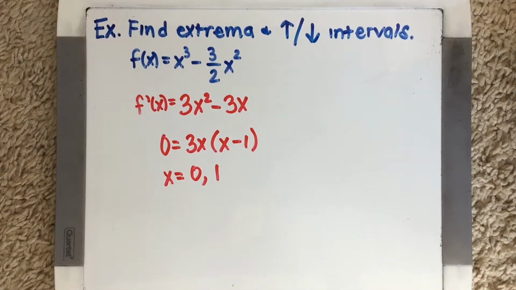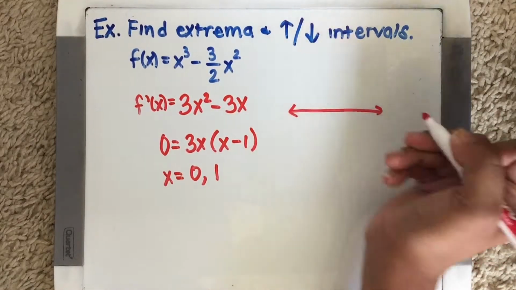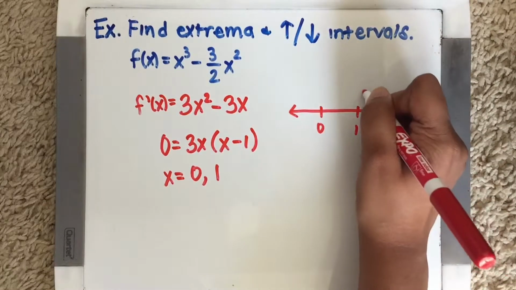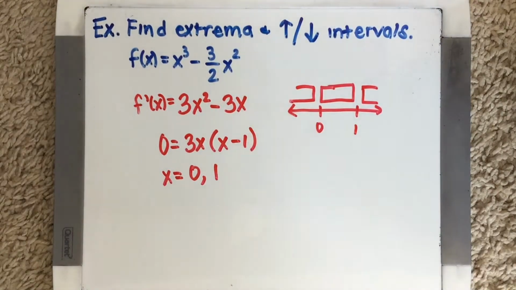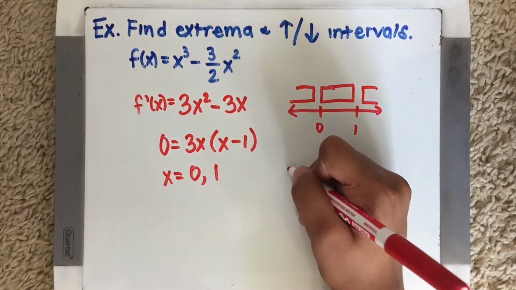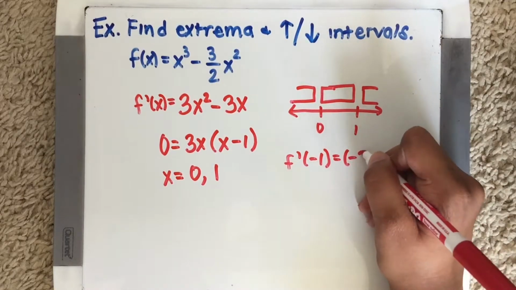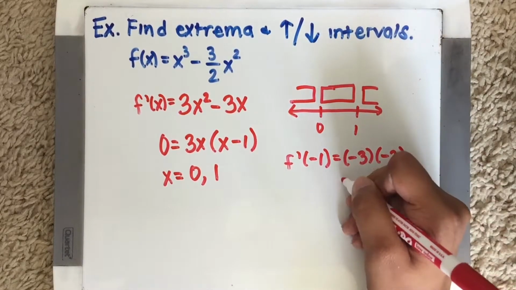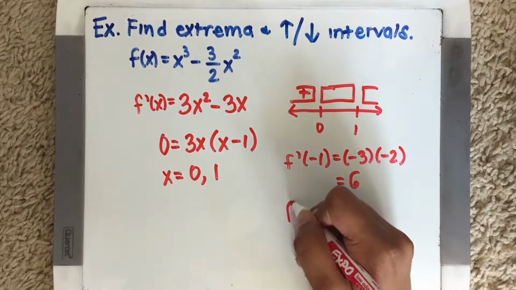Now we must test these critical values to see whether they are maximums or minimums. To do that, we must use a sign chart. Let's draw a number line and put on it the points 0 and 1, drawing boxes split at those points. Now we have to test values within those intervals to figure out whether the derivative is positive or negative. So for the first interval, we can try f prime at negative 1. That gives us negative 3 times negative 2, giving us a positive value of 6. Therefore, we can say that it's positive within that interval.